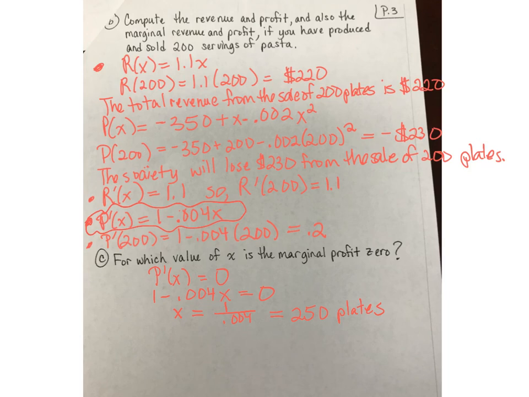Now, if you graph the profit function P of X, which is right here, what it's going to look like is a parabola with the vertex at X is 250. So the loss is going to be a minimum when you produce and sell 250 plates. It's going to look like a downward facing parabola, which means you're going to have a loss. All right, that's it. Make sure you review and do your homework problems.